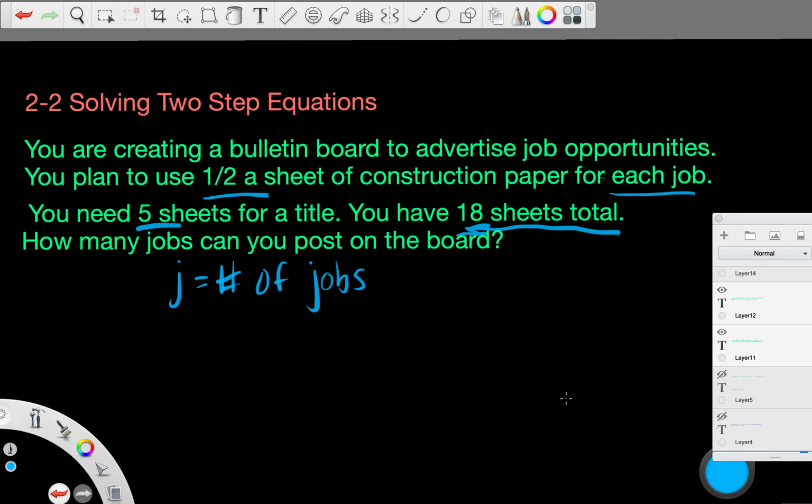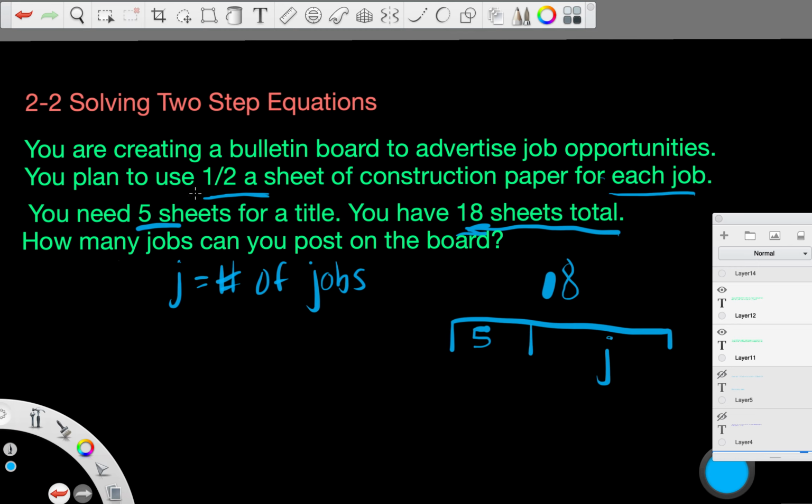So let's take a look at this. We have 18 sheets total, so I'm going to draw a little picture. This is our total. We already know that 5 are being used for a title page, correct? So we're using 5 sheets over here, and we want to figure out what's left over that adds up to 18. So I know that it has to do something with j. So let's think about this.